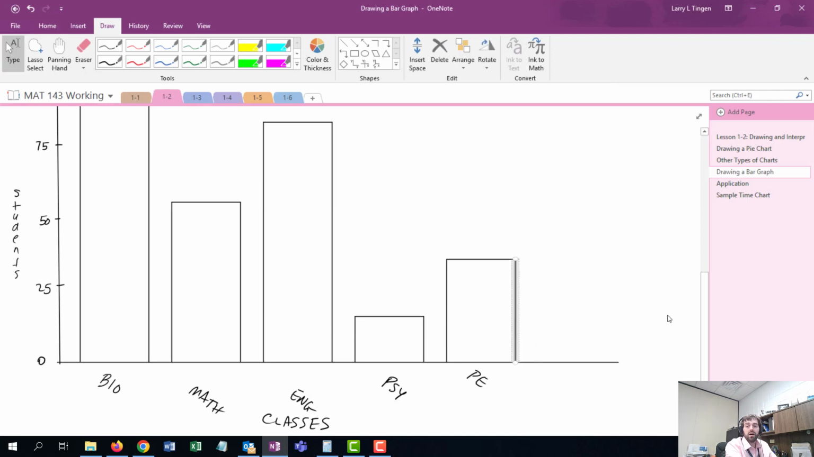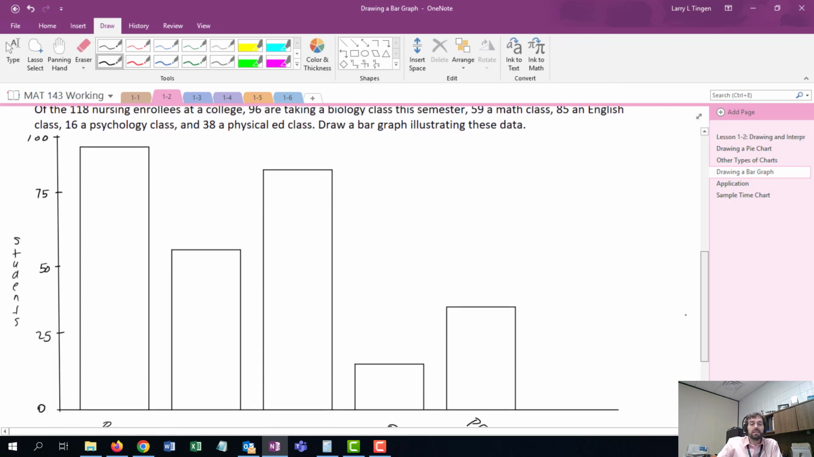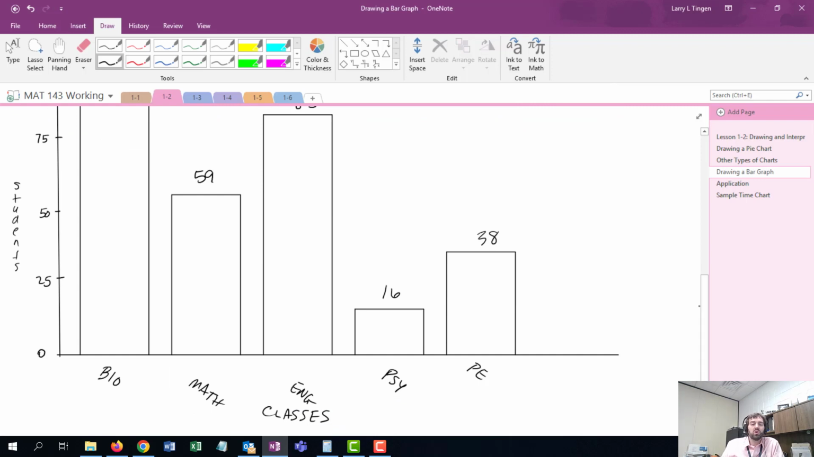There we go. Now, a nice touch for a bar chart, and you don't see this all the time, but I like this idea. It's easy to tell which one of these is the tallest. It's easy to tell which one of these is the shortest. But if you just gave me this bar chart and you didn't tell me the numbers, I would have some trouble knowing how much is each. So 96 people are in the biology class. You can write the number that that bar is representing on the top. 59 are in a math class, 85 are in English, 16 are in a psych, and 38 are in a PE class.